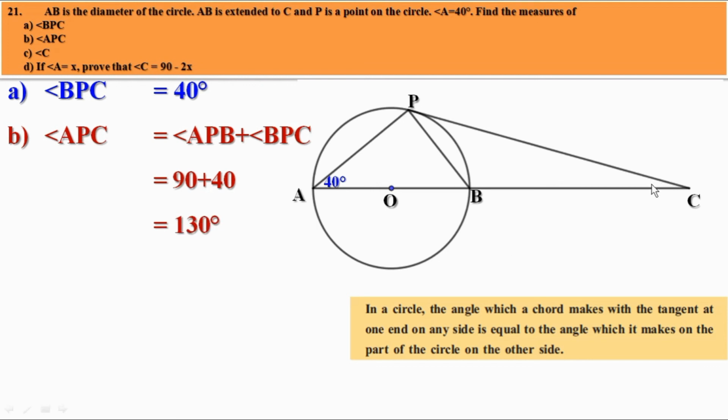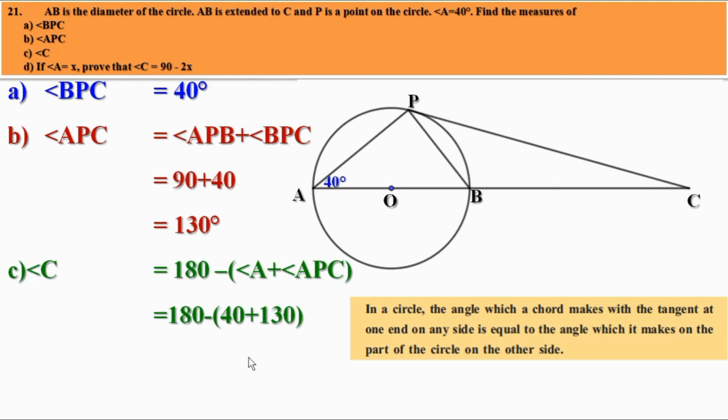Now we have to find angle C. Look at triangle APC. The sum of the three angles in any triangle is 180. Therefore angle C equal to 180 minus (angle A plus angle APC). It is given that angle A is 40 degree and we have got that angle APC equal to 130 degree. So it can be written as 180 minus (40 plus 130), that is 180 minus 170, that is equal to 10. That is, angle C equal to 10 degree.